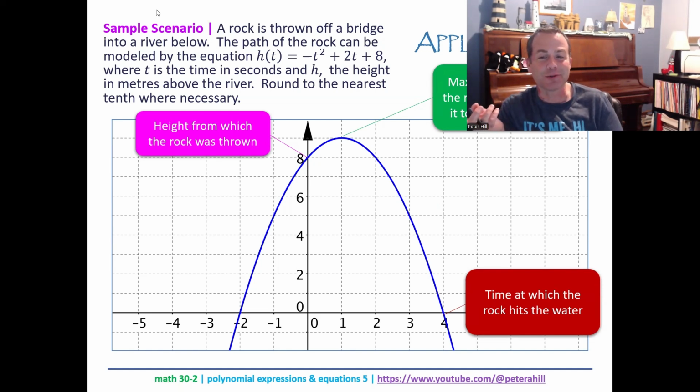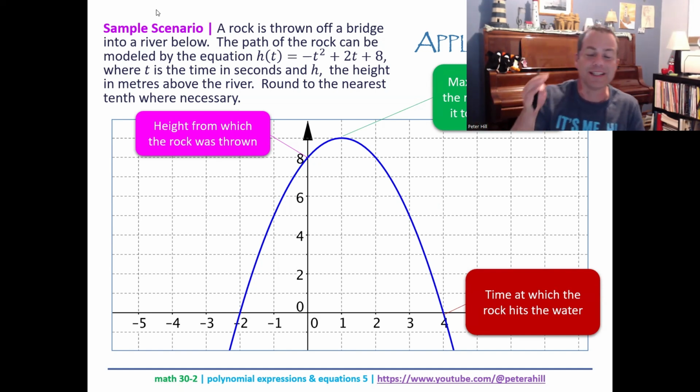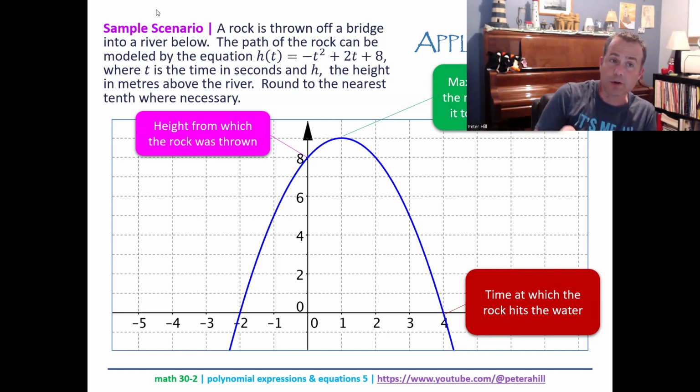Okay, so the time at which the rock hits the water, that was the x-intercept on the right. And if I'm a Casio, I'm going to go G-Solve, Root. If I'm a TI, I could go Y2 equals 0 and solve the intersection point. Or I could go Second, Trace, 0 and go left bound, right bound.